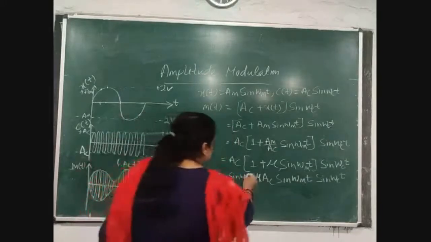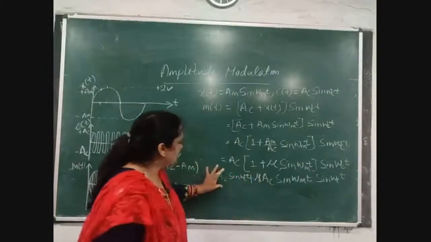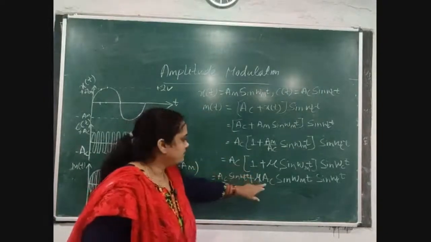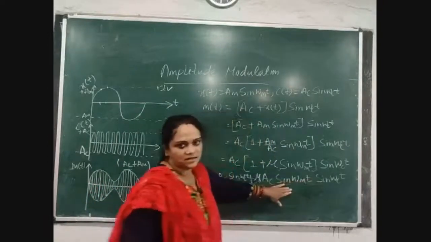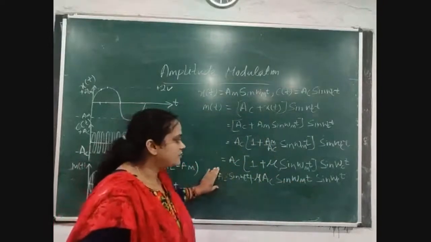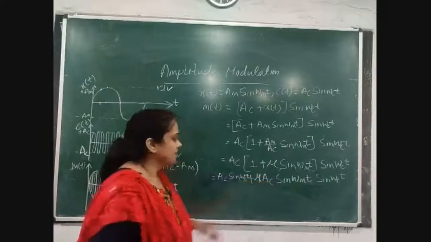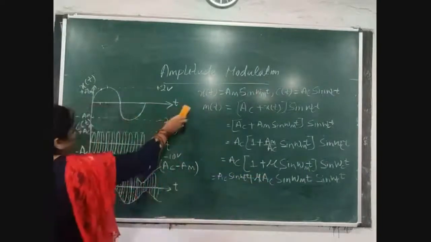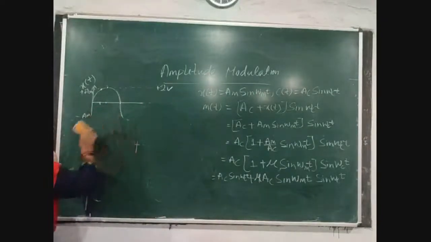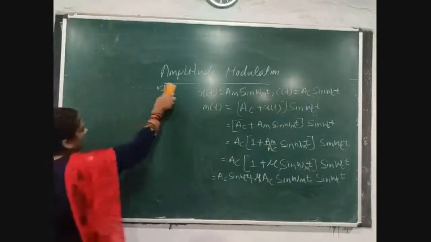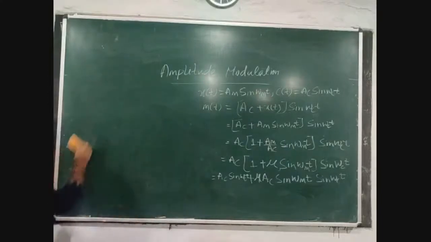So in this equation, the first term is a simple waveform, but the second is not a simple waveform, as it has a product of two sine signals. So we have to simplify this term, using some mathematical formula, we solve that term.